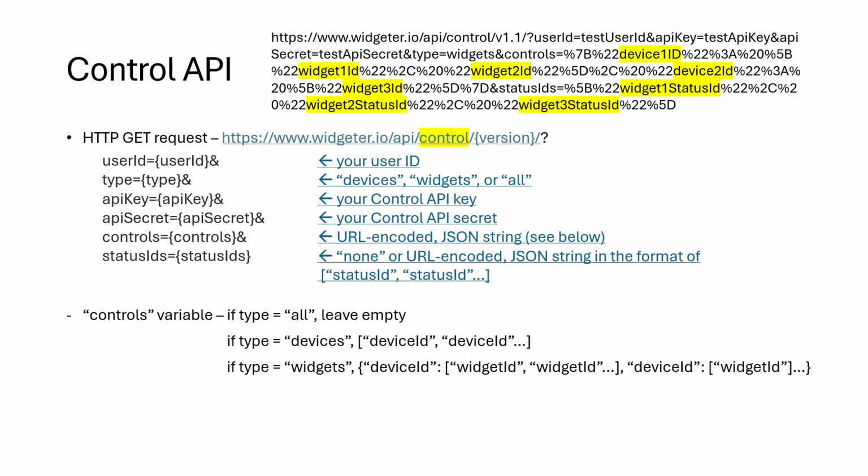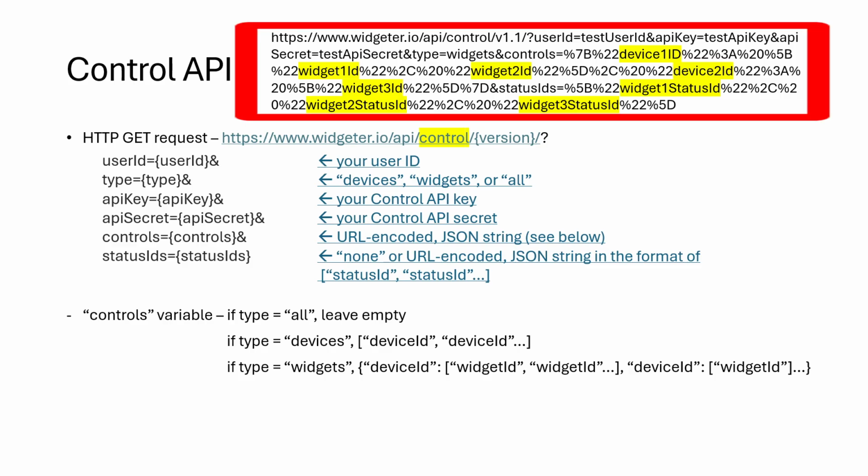As with the data variable in the Post API, the controls variable and status IDs variable, if using status IDs, need to be URL encoded. An example URL including URL encoded controls and status IDs variables would look something like this.